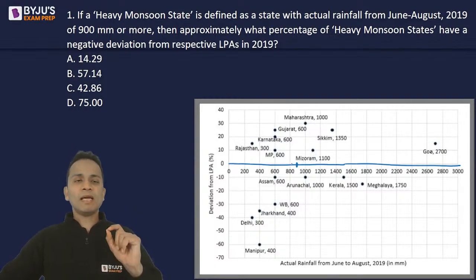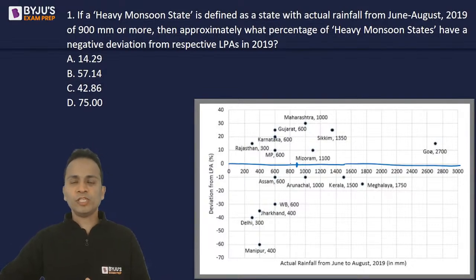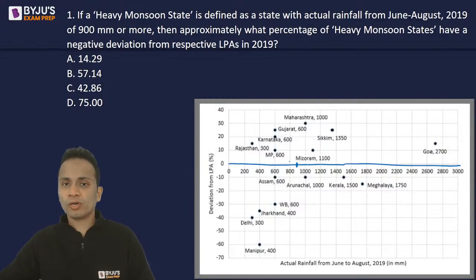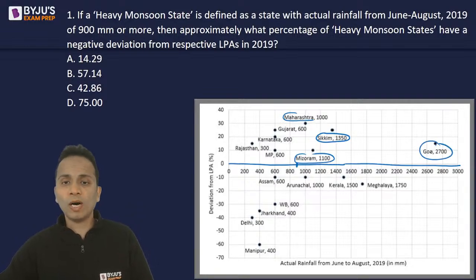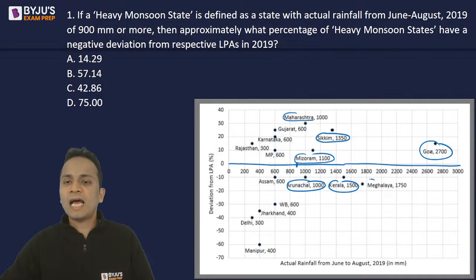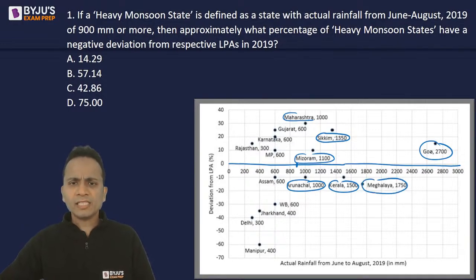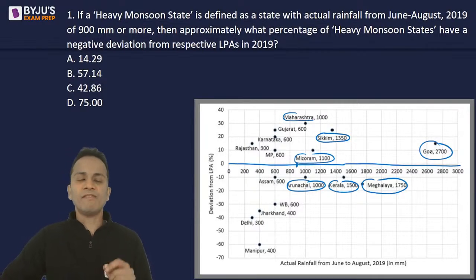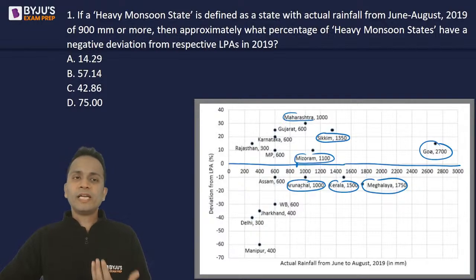Now I am looking for heavy monsoon states in which the rainfall is 900 mm or more. So let's mark all those states. It will be Maharashtra, Sikkim, Mizoram, it will definitely be Goa, then Arunachal, Kerala, and Meghalaya. Okay, I can see only these 1, 2, 3, 4, 5, 6, 7. Only these 7 states having rainfall greater than or equal to 900 mm.